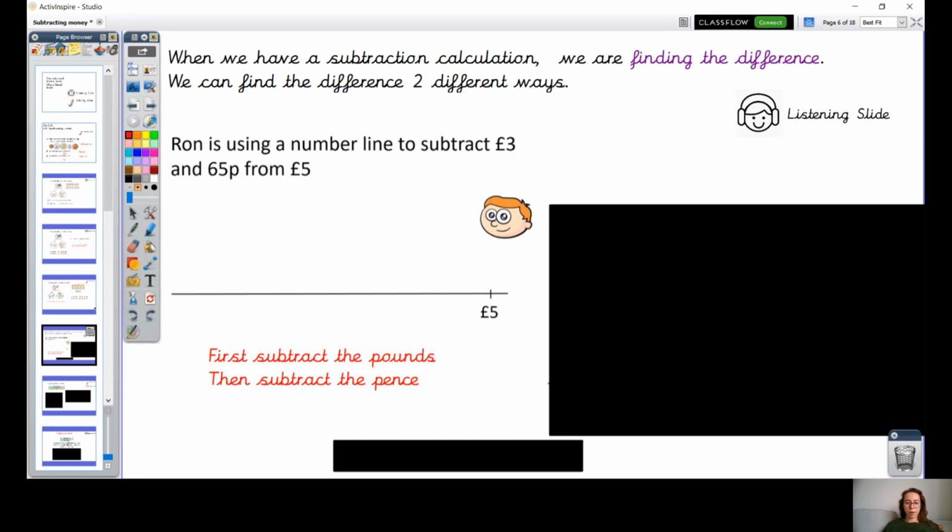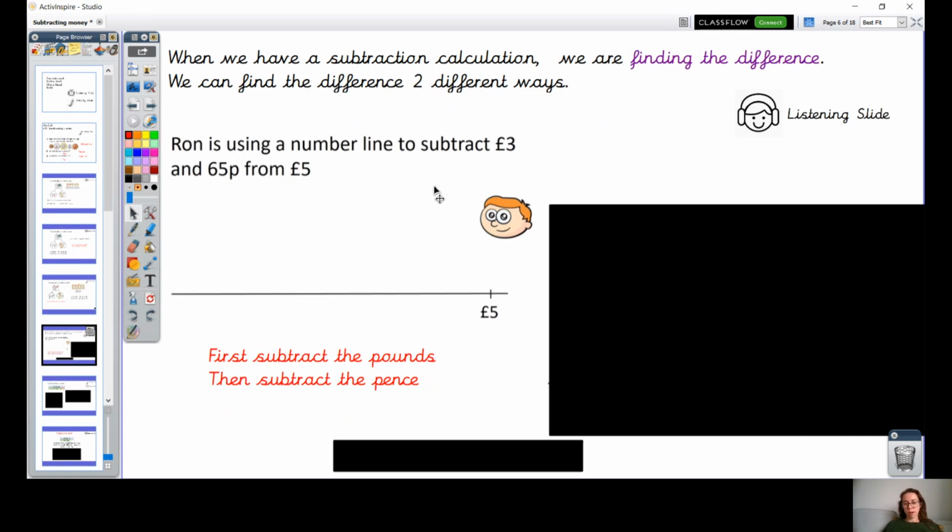Okay, pop your pencil down. This is another listening slide. Some of you might not get on to calculating on a number line, but I'd like everybody to listen anyway. So when we have a subtraction calculation, we are finding the difference. That's what we can call it. And we can find the difference in two different ways. I'd like you to watch this.